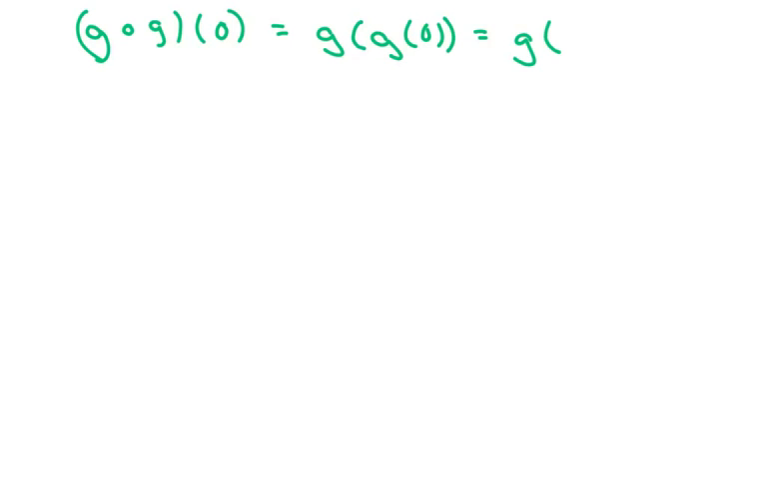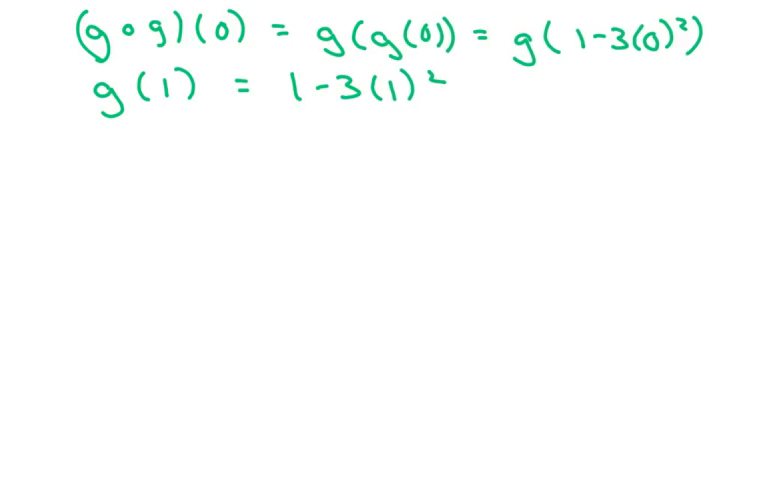And the last one is g of g of 0. So we have g of 1 minus 3 times 0 squared, which equals g of 1, which equals 1 minus 3 times 1 squared, which is 1 minus 3, which equals negative 2.